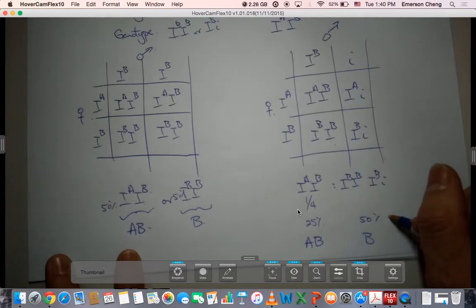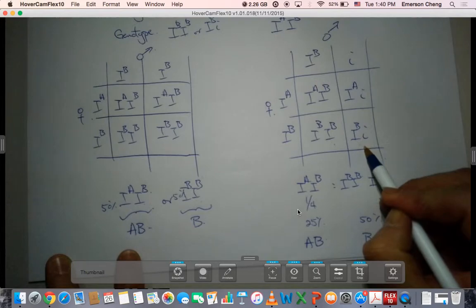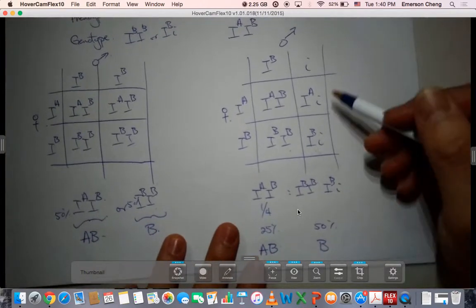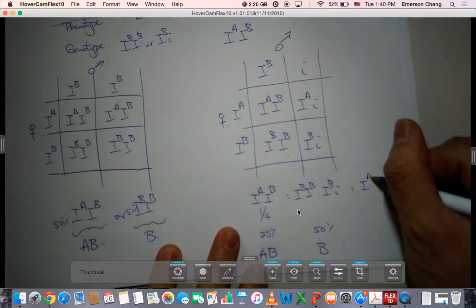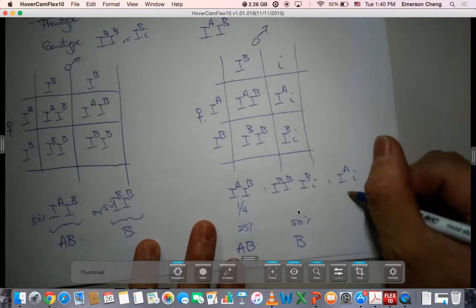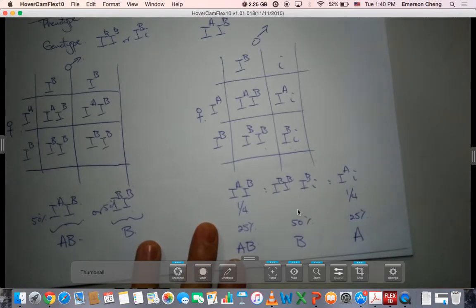Do you guys follow so far? Because out of these 2 boxes, both of them will code for type B blood. So in this case, you have a 50% chance of a kid having type B blood. And you have this 1 box of IAO. So in this case, you have 1 out of 4, a 25% chance of having a type A blood kid.